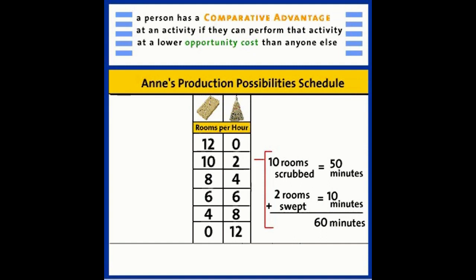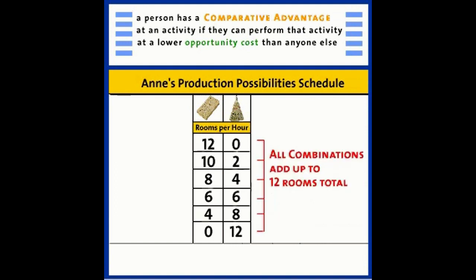How did I calculate that? Well, the cost of sweeping a room is 5 minutes of Anne's time, divided by the 5 minutes that it takes to scrub a room. That means every room that Anne sweeps is a room she's not scrubbing. Her opportunity cost is constant. The opportunity cost of sweeping 1 room for Anne is 1 room worth of lost scrubbing.